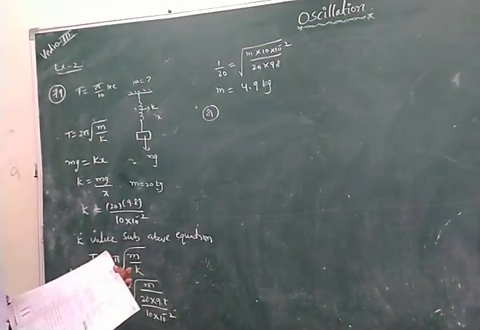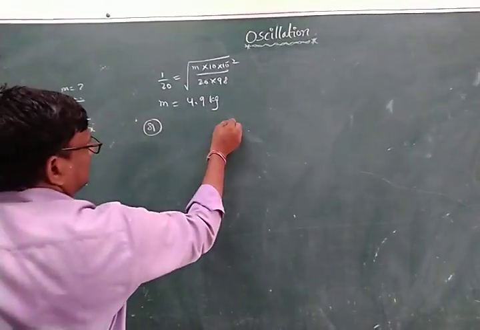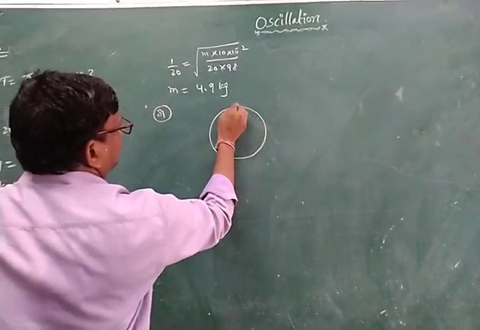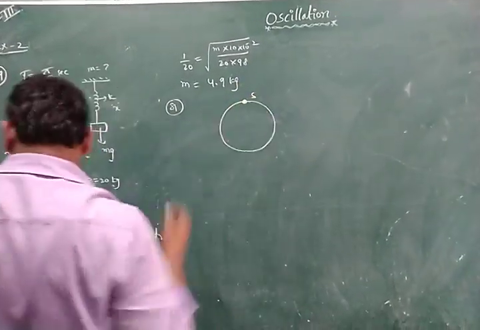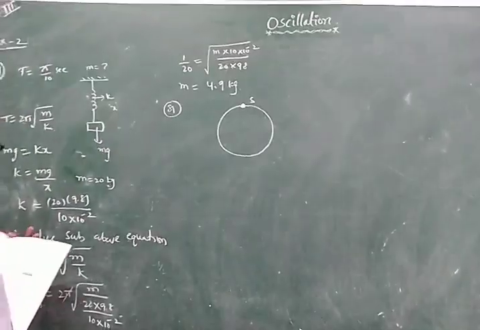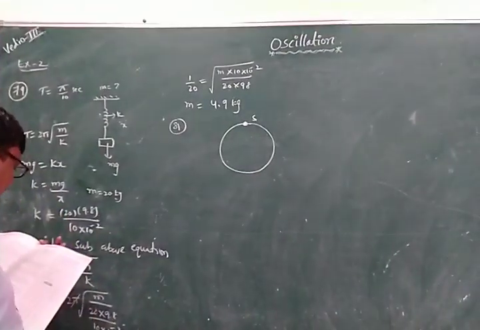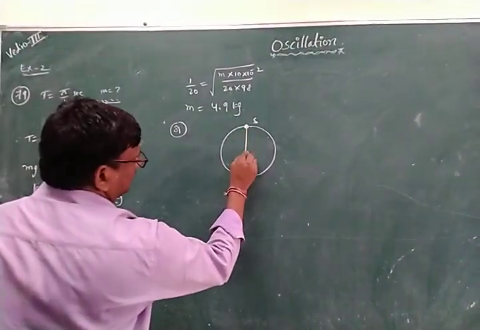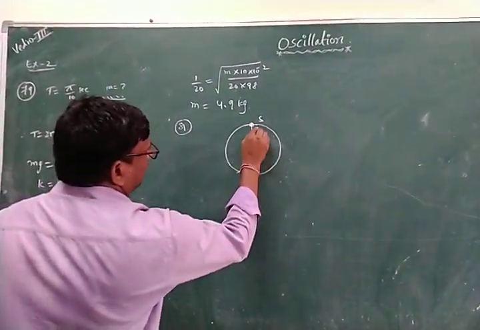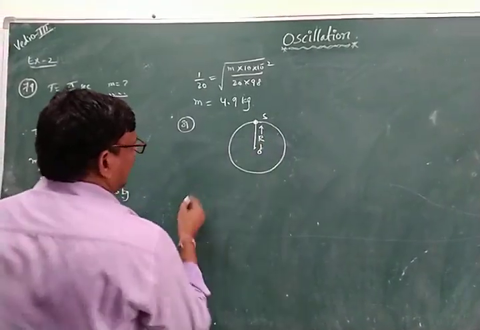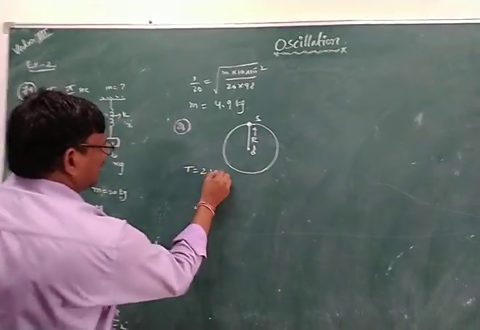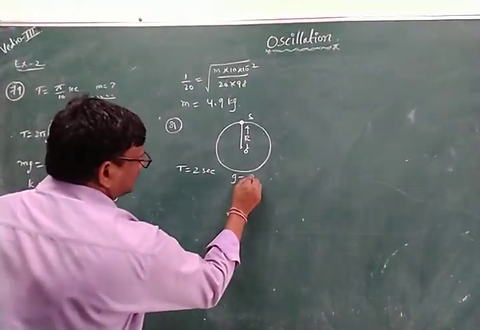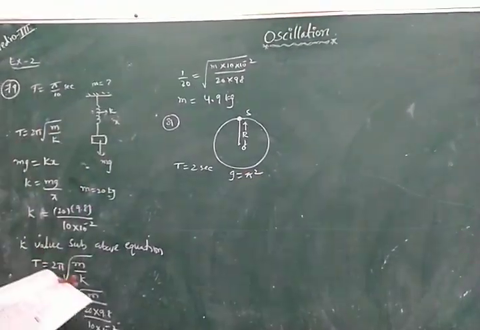Next, see question 81. A ring is suspended from a point S. This is the ring, suspended from a point S. When displaced from the equilibrium, the time period of oscillation is 2 seconds. Its center is O and its radius is R. The time period T is given as 2 seconds and g is given as pi square.